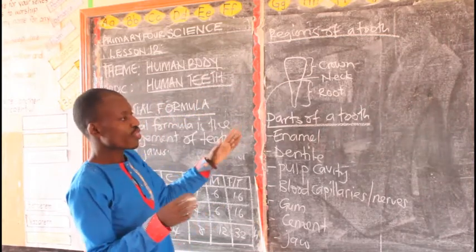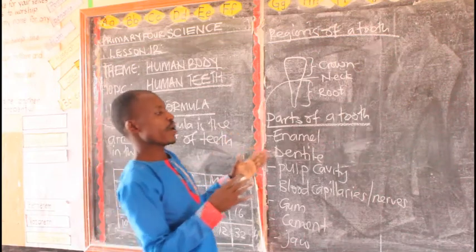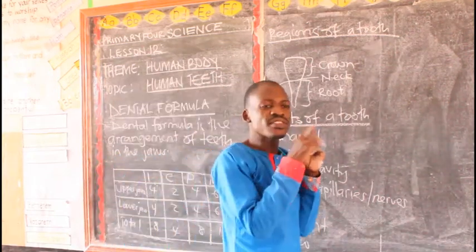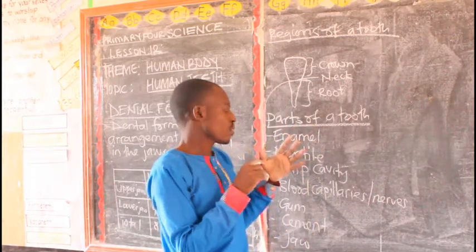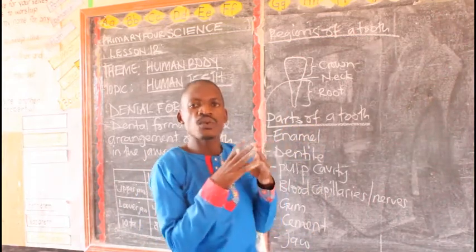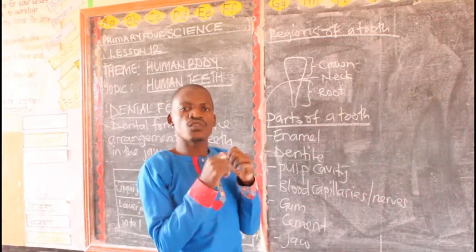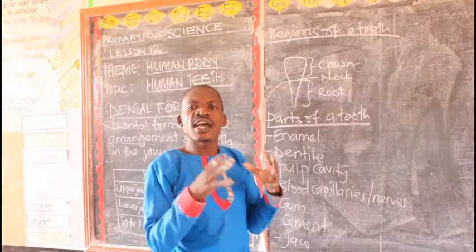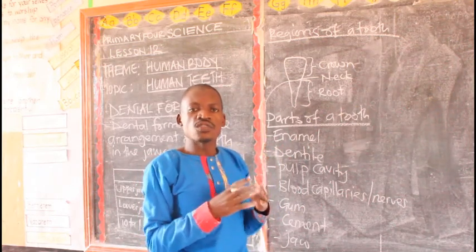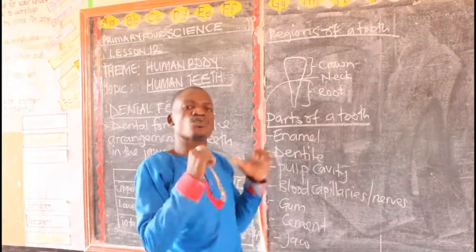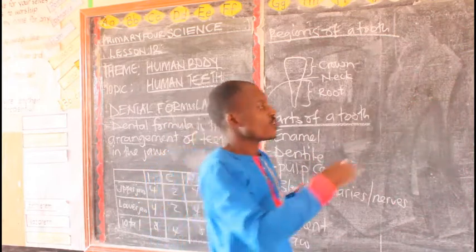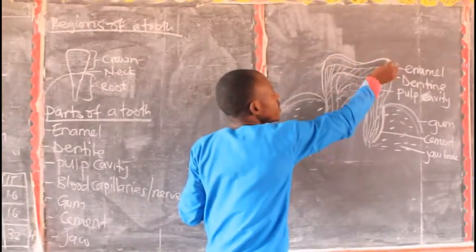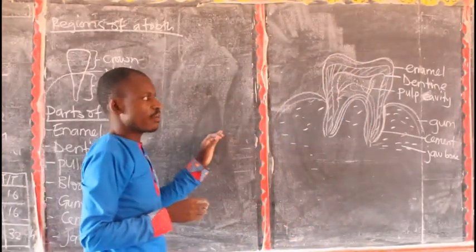Now, parts of a tooth. The tooth has different parts. One, we have what we call the enamel. Enamel is the outside surface of the tooth, and it is the hardest part of the tooth. So when you look at the teeth, it's not easy to break because of this enamel. It is made up of a mineral called calcium. So calcium makes this enamel strong and hard to be broken. So this outside part is our enamel.